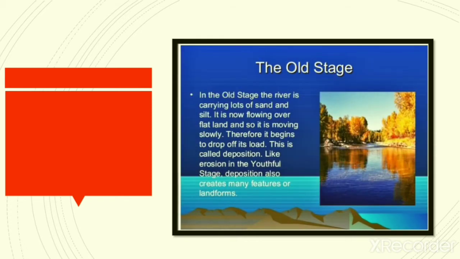The old stage. In the old stage, the river is carrying lots of sand and silt. It is now flowing over flat land and so it is moving slowly. Therefore, it begins to drop off its load. This is called deposition. Like erosion in the youthful stage, deposition also creates many features or landforms.